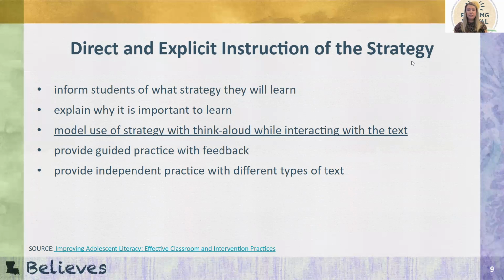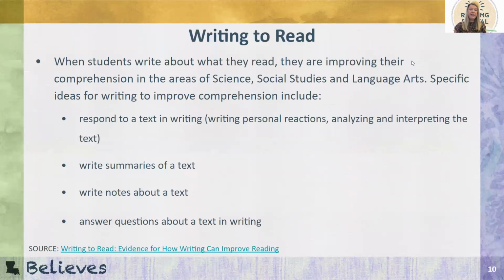A lot of times teachers might shy away from teaching writing, and it's because it's kind of an abstract process sometimes. So the more we can model the use of the writing and the think aloud, and the more we can provide feedback, the cleaner and the more beautiful and easier it's going to become for students to write. And then you need to provide independent practice with different types of text. So writing to read. When students write about what they read, they're improving their comprehension in the areas of whatever you teach, whether it's science, social studies, or language arts.